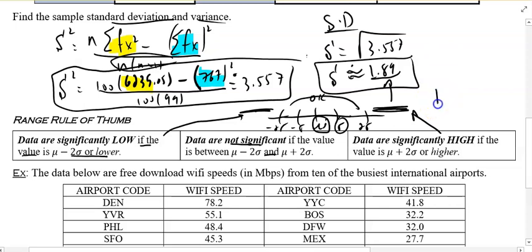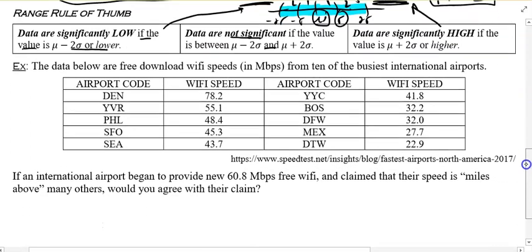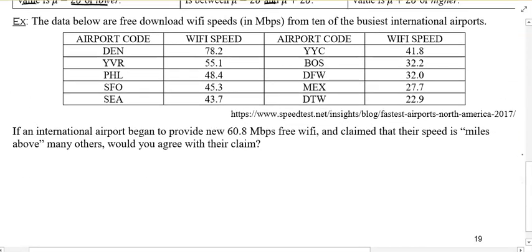Now, in general, the range is roughly 4 times the standard deviation. And that's why you're allowed to go 2 above and 2 below, which is 1, 2, 1, 2, 4 standard deviations altogether. So let's put that to test. Airport code. The data below are free download Wi-Fi speeds in megabits per second from 10 of the busiest international airports.